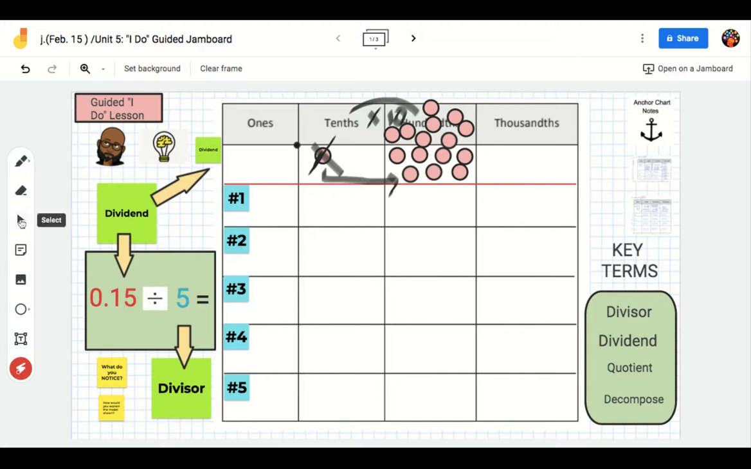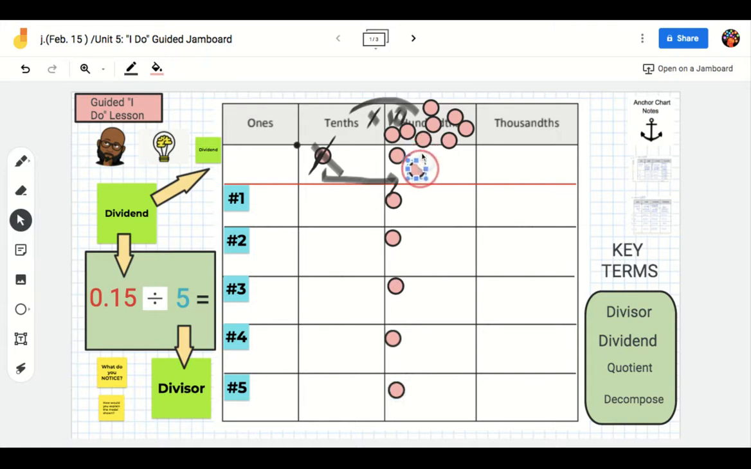Now let me share. I go to each row so I can share equally. 1, 2, 3, 4, 5. Because 5 is my divisor.